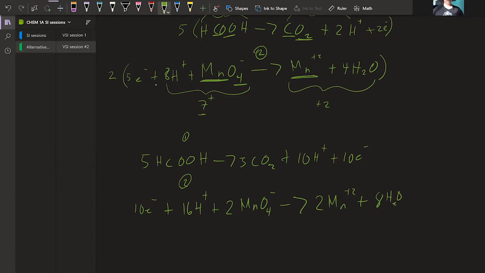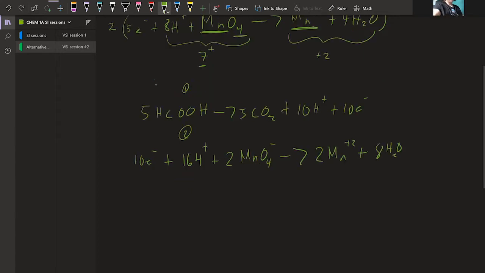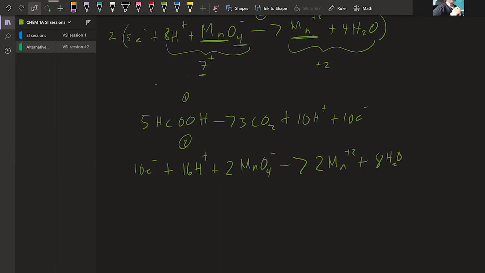So all I have to do is combine equations 1 and 2 and then cancel out any spectator elements. So what do I mean by spectator elements? I mean elements that are the same on both the product side and the reactant side of the equation.